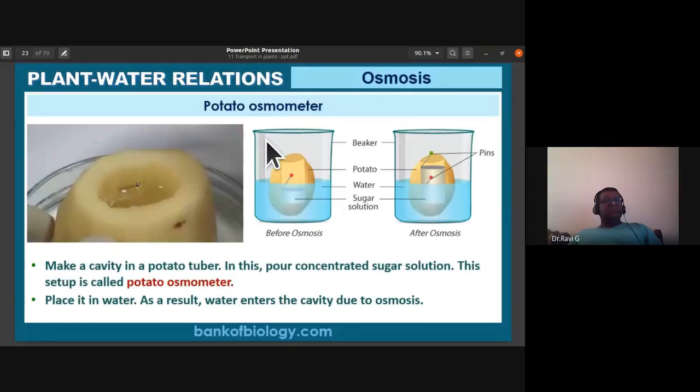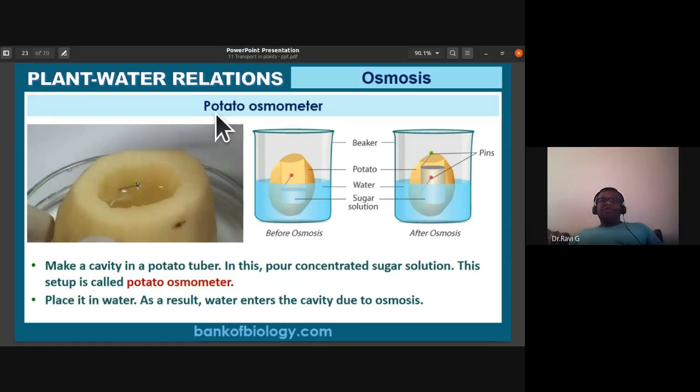Now the demonstration of osmosis, you can notice it. The first one is the potato osmometer, which is shown in a living component of the cell. We also call it a physiological experiment to demonstrate osmosis.